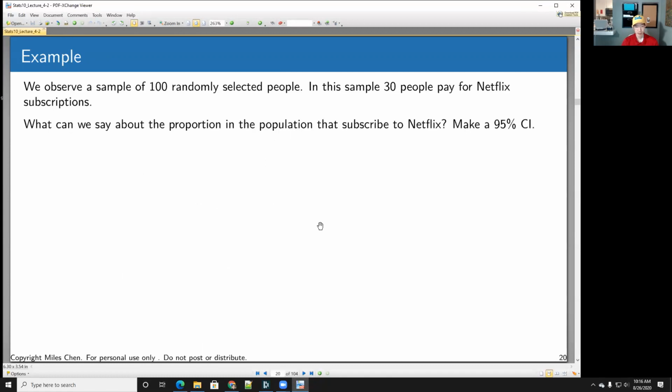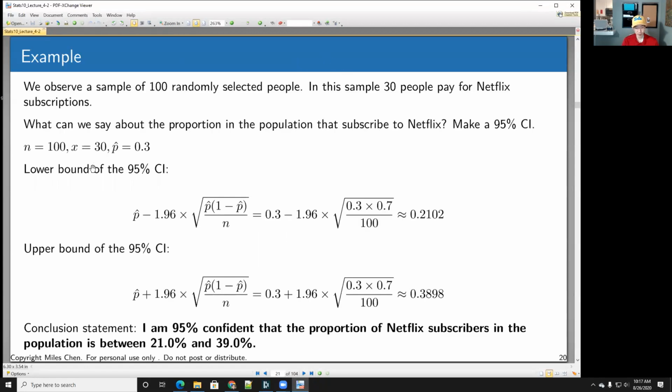All right. And so the example that I ran on Monday was that we took a sample of 100 randomly selected people, and in that sample 30 people paid for Netflix. And so we want to know, what's the proportion of Netflix subscribers? We did the calculations. You just plug in the numbers that you have. And the conclusion is that the confidence interval goes from basically 21% to 39%. And we say that I'm 95% confident that the proportion of Netflix subscribers in the population is between 21 and 39%.